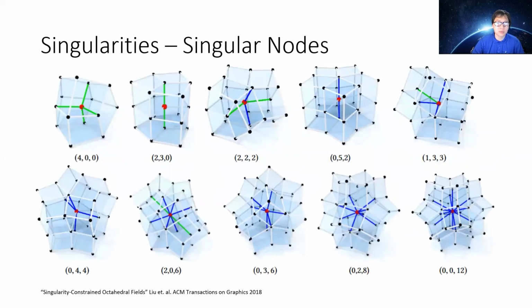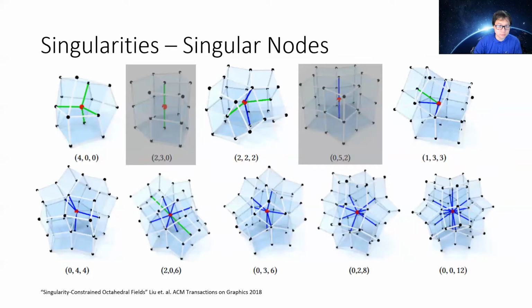Previous work has enumerated all singular nodes that can be formed by valence 3 and 5 singular curves colliding, and they are shown here. They are labeled with their signatures, meaning a triplet of numbers indicating how many singular curves coming out of the node are of valence 3, 4, and 5 respectively. From this list, we would eliminate the following two, since they are actually just continuations of singular curves, instead of a collision of multiple singular curves.